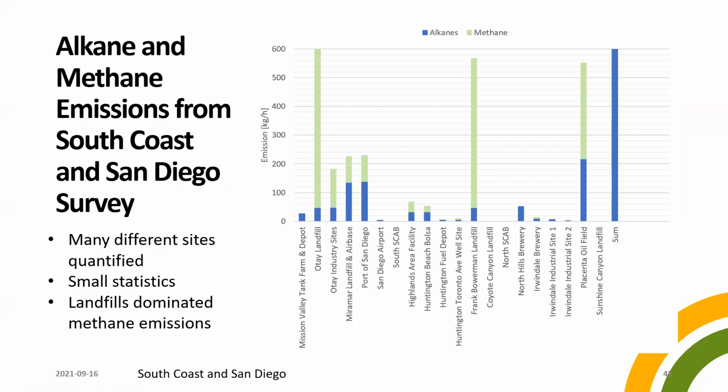This is sort of a summary slide. I know it's very busy, but the report is public, so if you're interested, you can go and get more details in the report. Basically, this slide is in three parts. The left is the San Diego Air Basin, so it's different, then the middle part is the south part of the South Coast Air Basin, and the right one is the north part of the South Coast Air Basin, and it's divided into alkanes and methane. And you can see that the methane here is dominated by the landfills, where we had measured quite a lot of emissions.